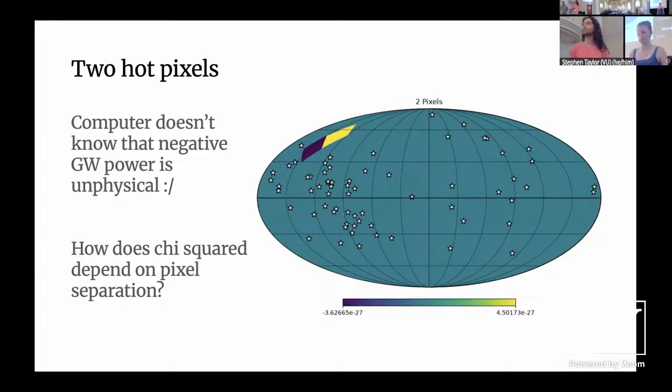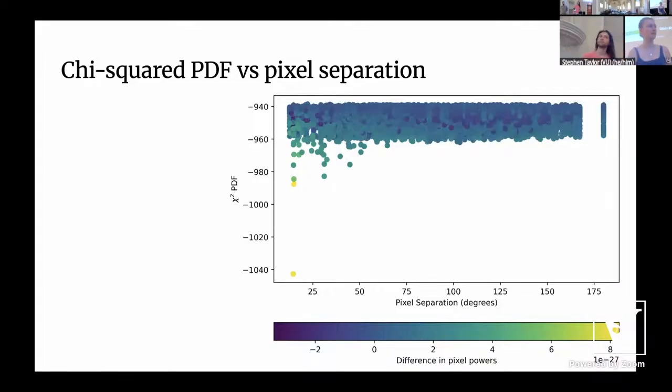So the natural next step was to look at how our chi-squared value depended on the separation between the 2 pixels as we look across the sky. Do you want to talk about this one, Levi? You did it. Yes, I'm pretty pleased with this.